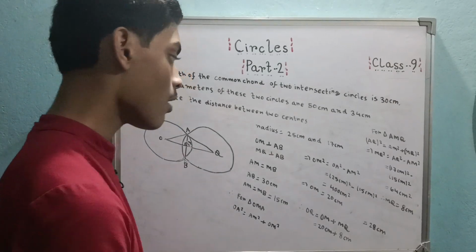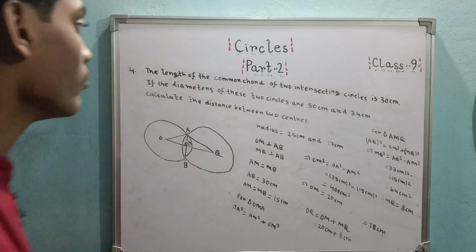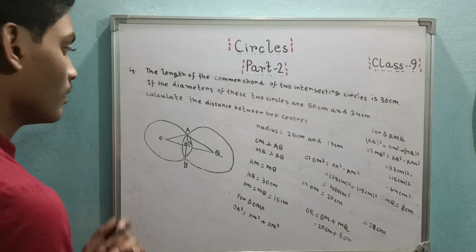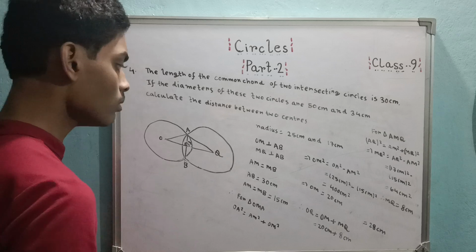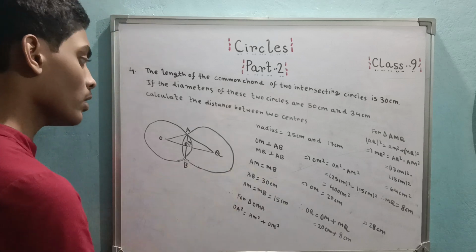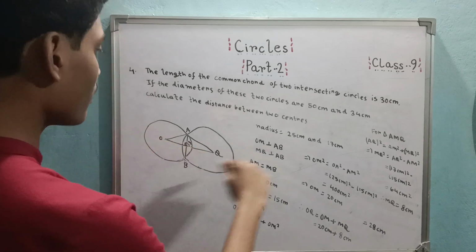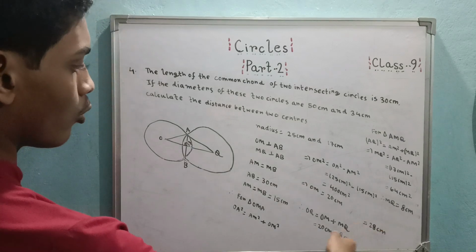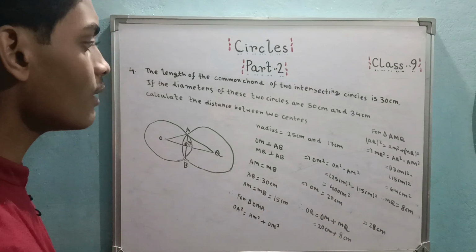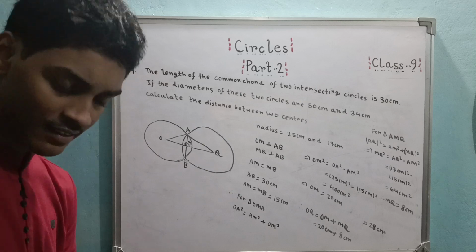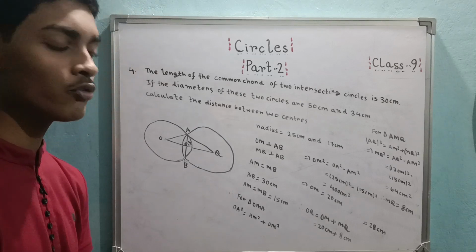Okay. Now I have found OM and MQ. We have to find the distance between centers. The centers are O and Q. The distance between them is OQ. OQ is equal to OM plus MQ, which is OM we found out 20 centimeter plus MQ we found out 8 centimeter. 20 plus 8, 28 centimeter.